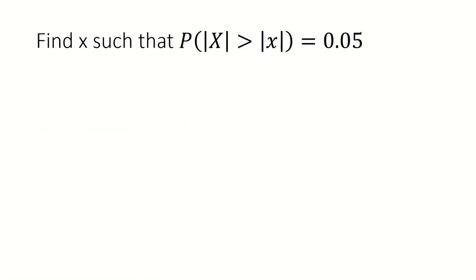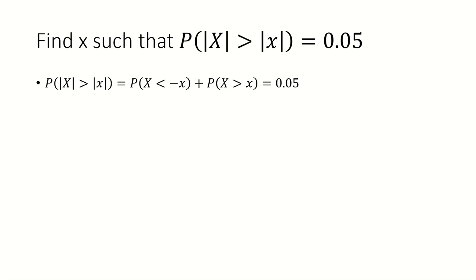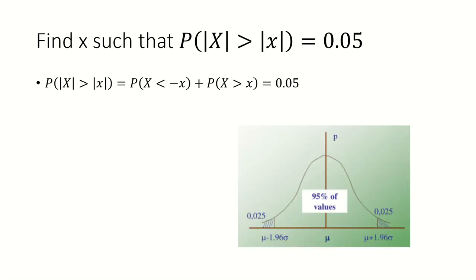Finally, we want to find x such that the probability that the absolute value of X is greater than the absolute value of x equals 0.05. I'm going to rewrite this as the probability X is less than negative x plus the probability X is greater than x equals 0.05. And to visualize this, we're basically looking at each end here. So this will be like the probability X is less than negative x and the probability X is greater than x. Since it's equal to 0.05, we're going to divide it by 2 to get 0.025 for each side.